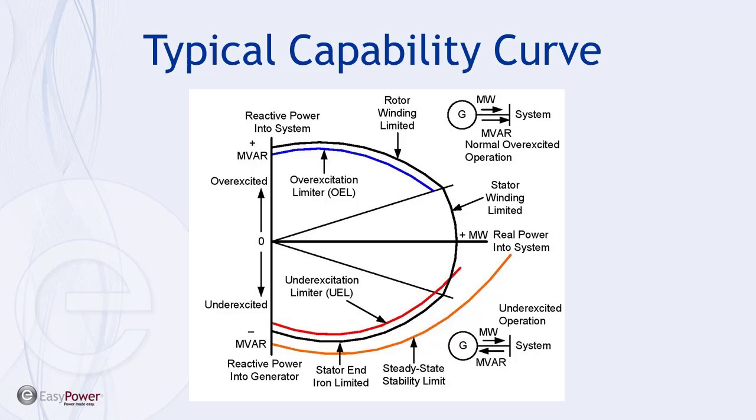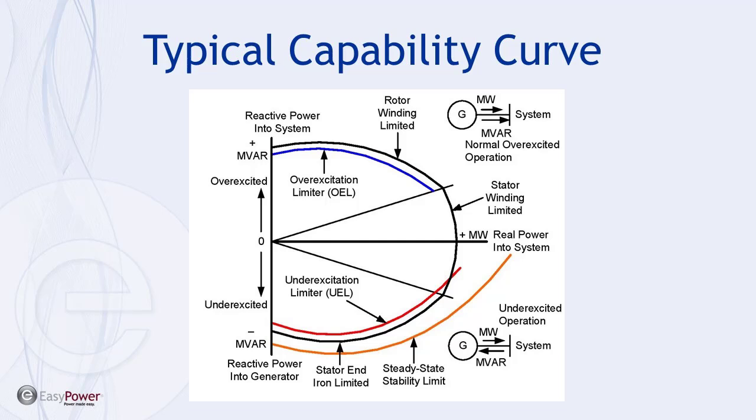So up in this quadrant, this is real power into the system and reactive power into the system. So I've got VARs and megawatts going into the system. We call this normal overexcited operation. This is lagging. The generator is lagging when it's providing VARs into the system. And these are the limits. This is due to the stator winding. Above this point, you're limited by rotor heating, and then you get into overexcitation limits as your VARs start going too high.